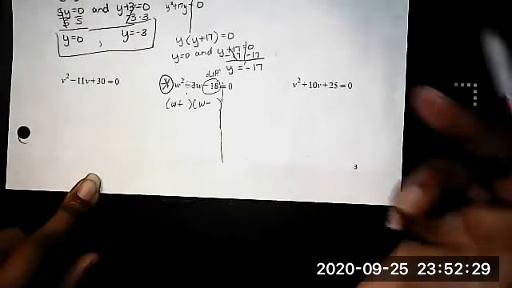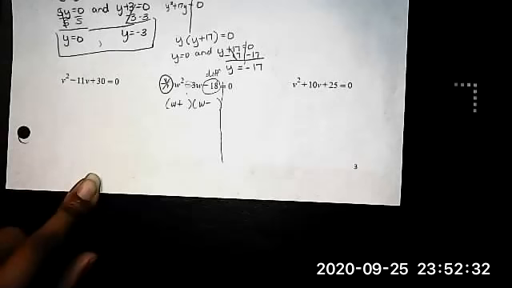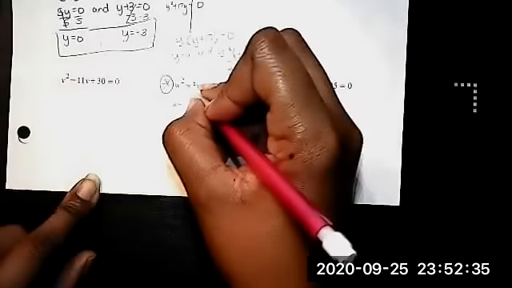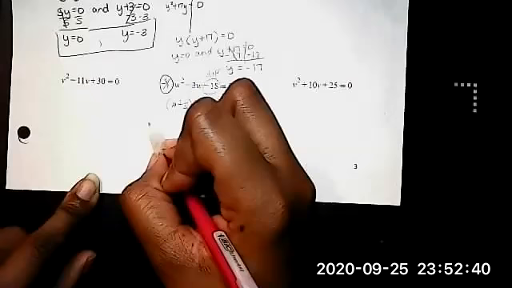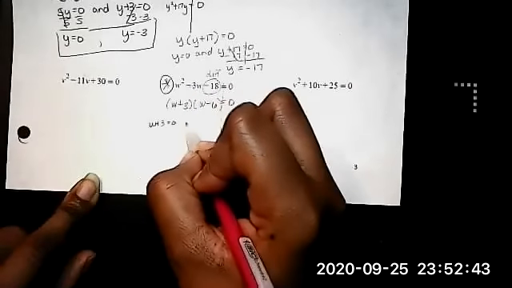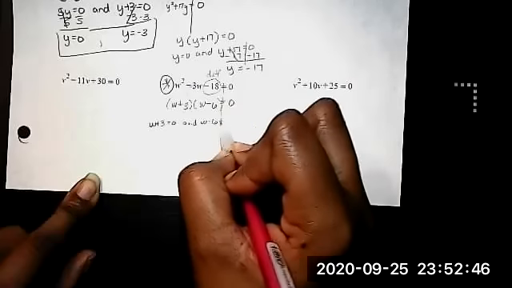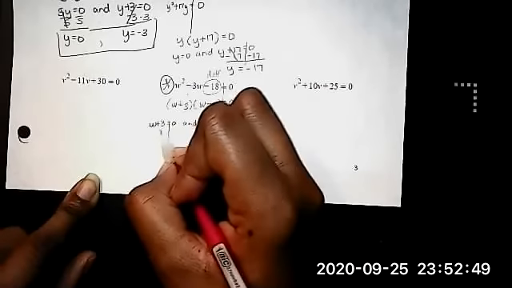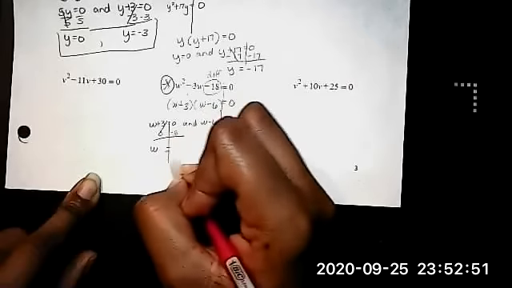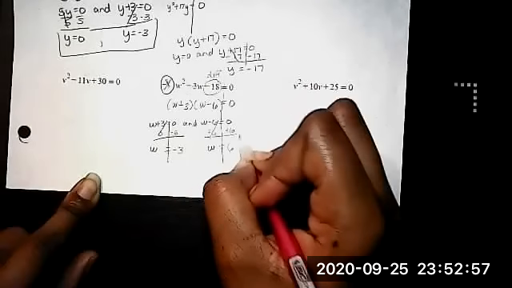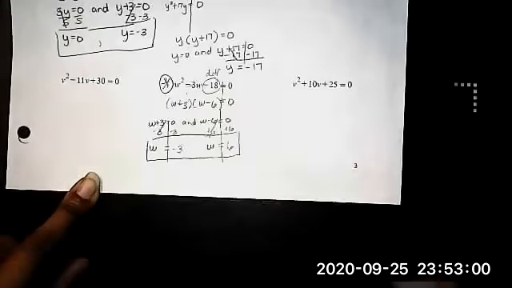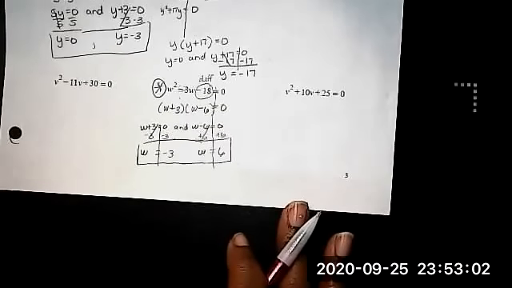9 and 2, 9, 8, 7, no. 6 and 3, yep, that's it. Bigger number is negative, so it's going to be 6 and 3. So you're going to have w plus 3 equals 0 and w minus 6 equals 0. Again, subtract 3. w is going to be equal to negative 3. Add 6. w is also going to be equal to 6. So these are going to be your two answers when you solve using factoring.